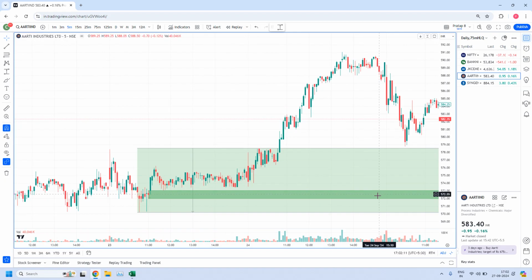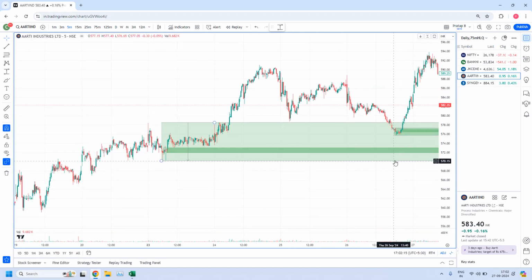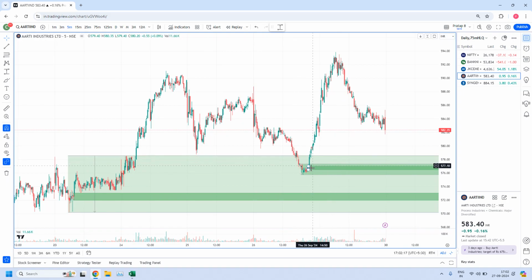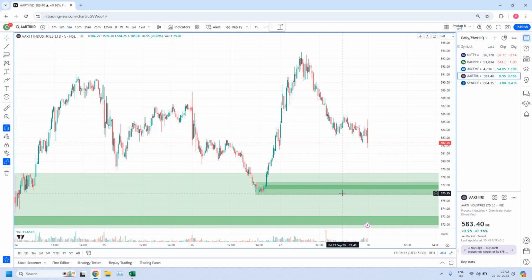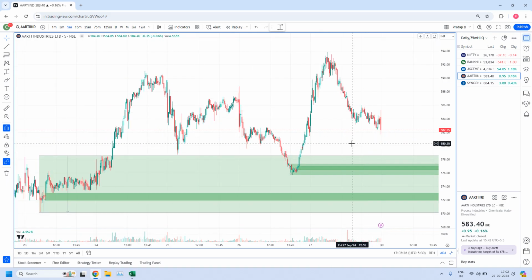So next time maybe we can plan a trade in this zone as an aggressive trade setup. But if you want to plan a trade, first this has to be violated. But anyway, today prices did not enter into this zone, so we didn't get any trade opportunity in RT Industries. So these are the 3 high liquidity zones identified.